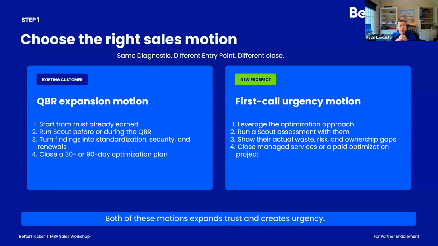You can show them their actual waste, risk, overlap, ownership gaps, and then again, this should help you close managed services or at least paid optimization project work if you do this right. Both of these motions expand trust and create urgency because you're showing them their data, their gaps, areas of optimization and wasted expense.